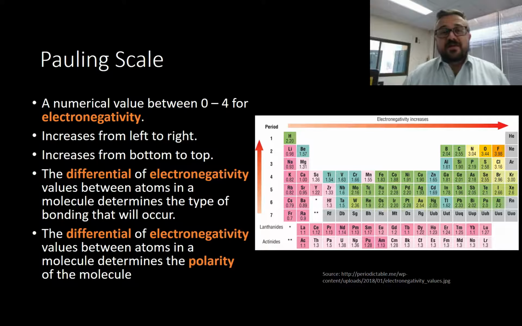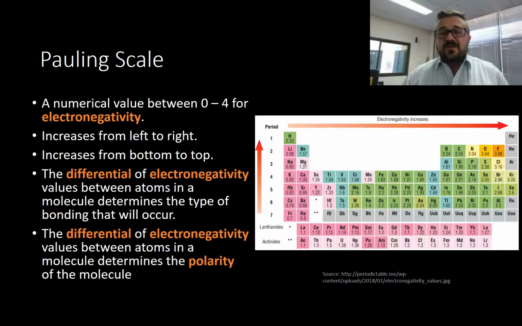So what is the Pauling scale? The Pauling scale is a numerical scale, and it's between 0 and 4. It increases left to right across the periodic table, and it increases from bottom to top. The differential between the electronegative nature of certain atoms as they exist on that scale is what determines the type of bonding that's going to occur.